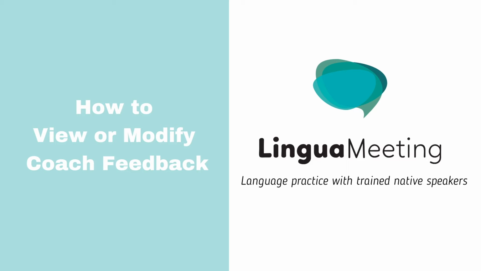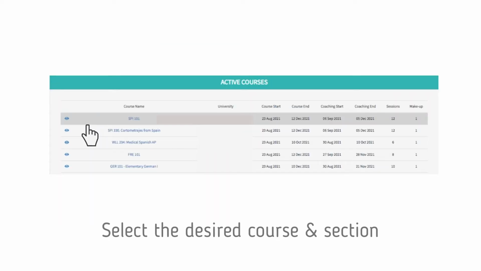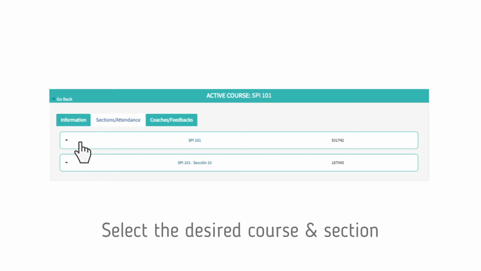How to view or modify coach feedback. Enter your instructor's portal at linguameeting.com/login. Then select Active Courses on the left side toolbar. Select the desired course and section.